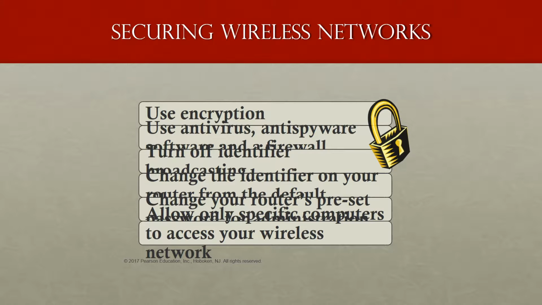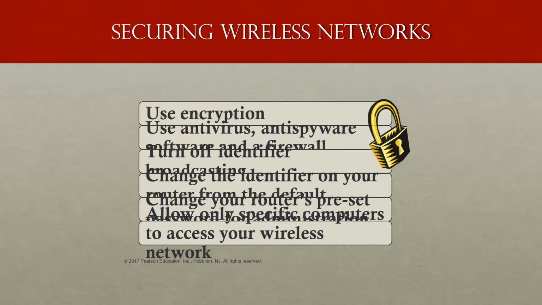Securing wireless networks. The following recommendations include techniques for wireless network security. 1. Use encryption. Wireless routers are typically equipped with built-in encryption mechanisms for router-to-router traffic. 2. Use antivirus and anti-spyware software and a firewall. These facilities should be enabled on all wireless network endpoints.